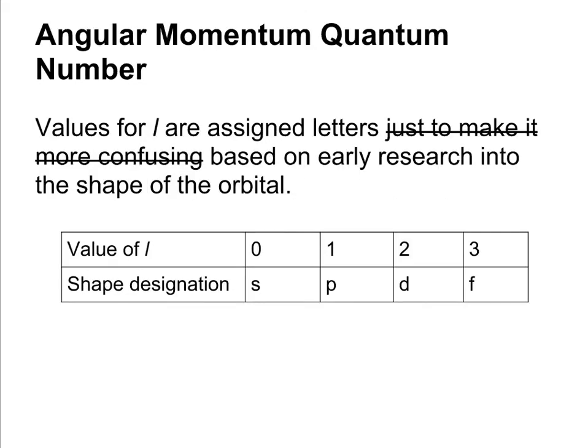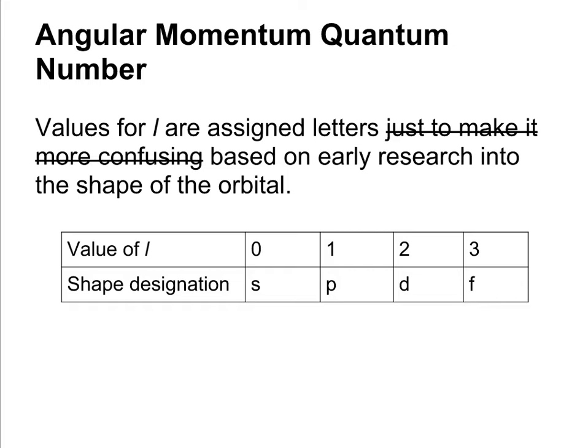I didn't include a page for n, the principal quantum number, just because it's easy. It's the energy level for that orbital, 1, 2, 3, 4, whatever. But looking at angular momentum quantum numbers, values for L are assigned letters. It's based on early research into the shape of those orbitals, so you're going to need to remember this chart. If L has a value of 0, that shape designation is an S.